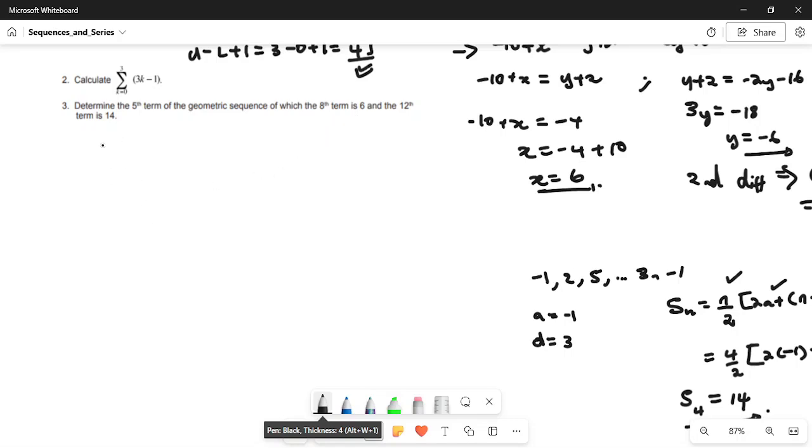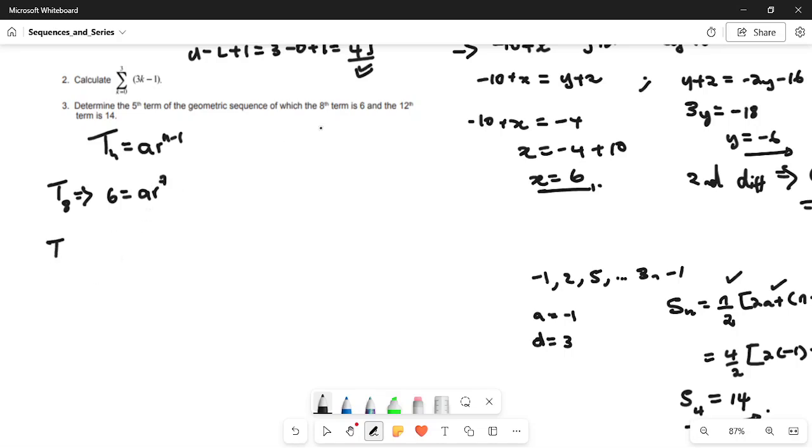Okay, so we have a geometric sequence, right? And the general nth term of a geometric sequence is defined by nth term equals a r to the power n minus 1. And in this case, we are given our eighth term, which we are told is the value 6. So 6 is equal to a r to the power n minus 1. For the eighth term, n is equal to 8, so I need to say 8 minus 1. I'll get a 7.